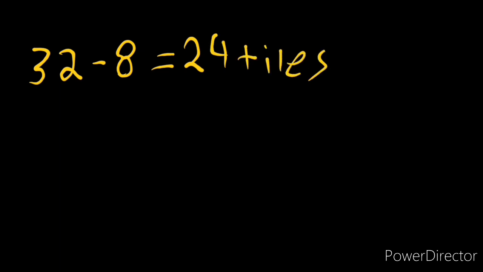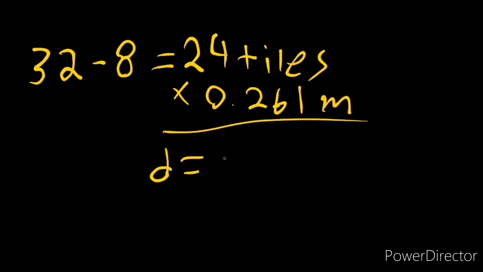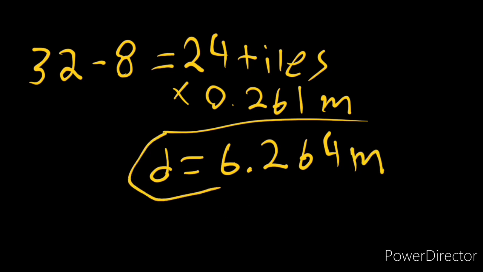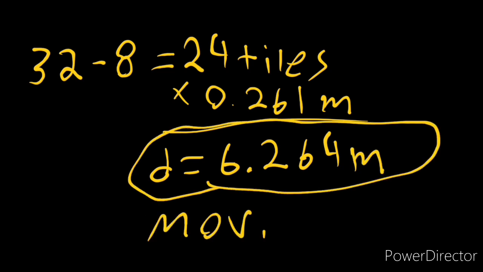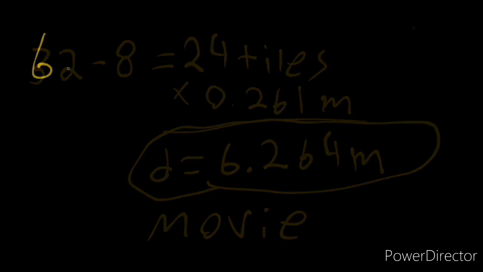Now I'm going to be finding the distance that he traveled in the movie. To do this, I'm going to subtract 32 tiles minus 8 tiles so that I see how far he traveled from the diamond to the logo. So 24 times 0.261 meters is a distance of 6.264 meters.